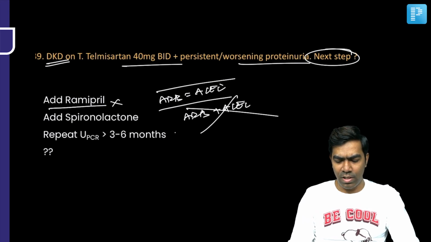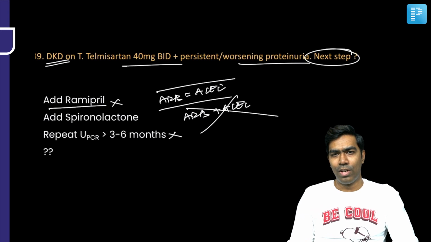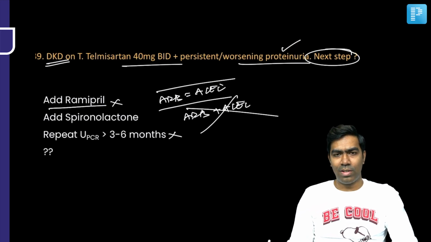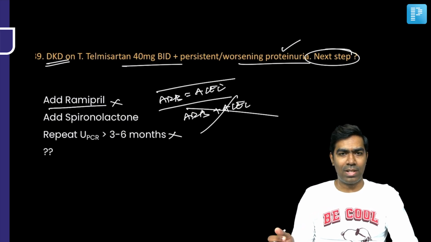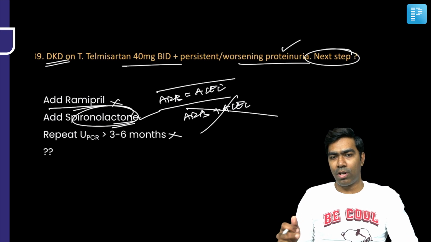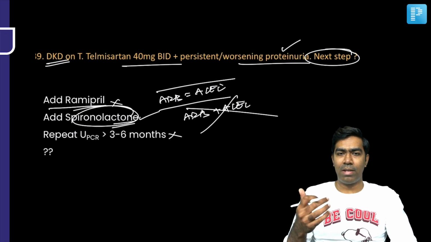Repeating urine PCR after 3 to 6 months is not going to be of any use, to be honest, because already there is a persistent and worsening proteinuria. And what's the point in repeating urine PCR after 3 to 6 months unless some new drug is added? So that's not going to be the ideal option. Adding spironolactone will only be a partially correct answer. I would not say it's completely correct, but it can be done according to certain experts, because additional spironolactone on top of ACE inhibitor or ARBs can result in additional antiproteinuric effect.